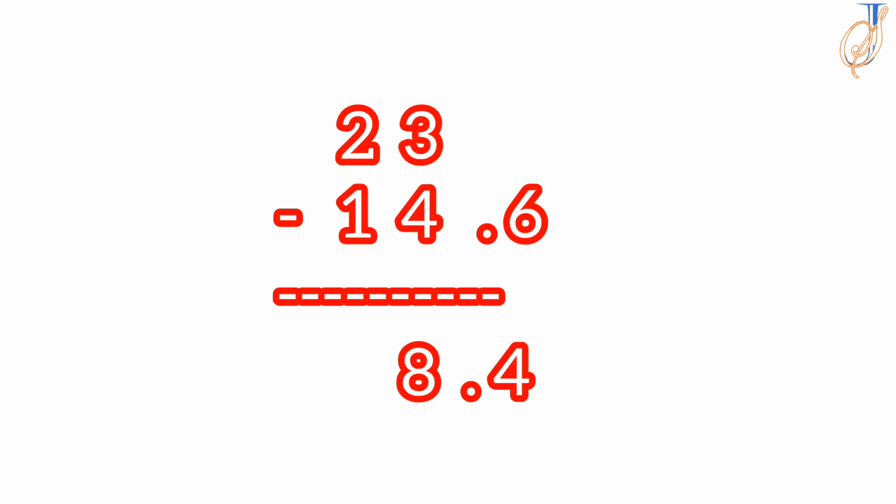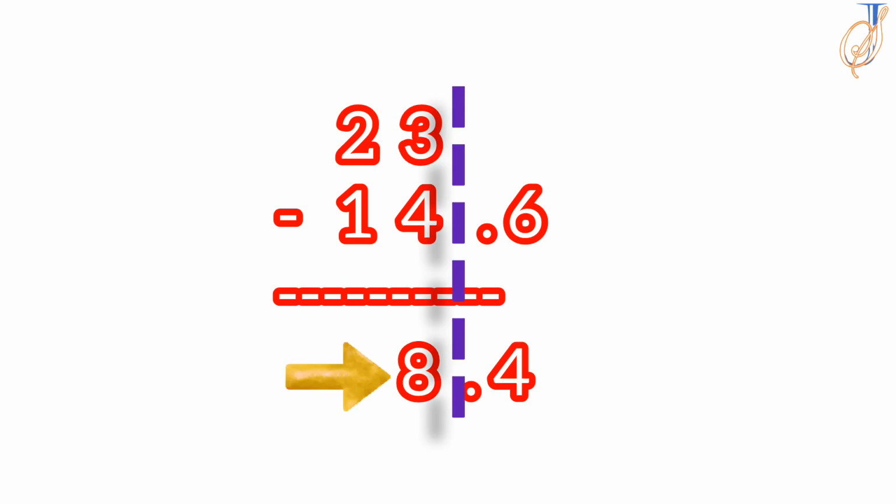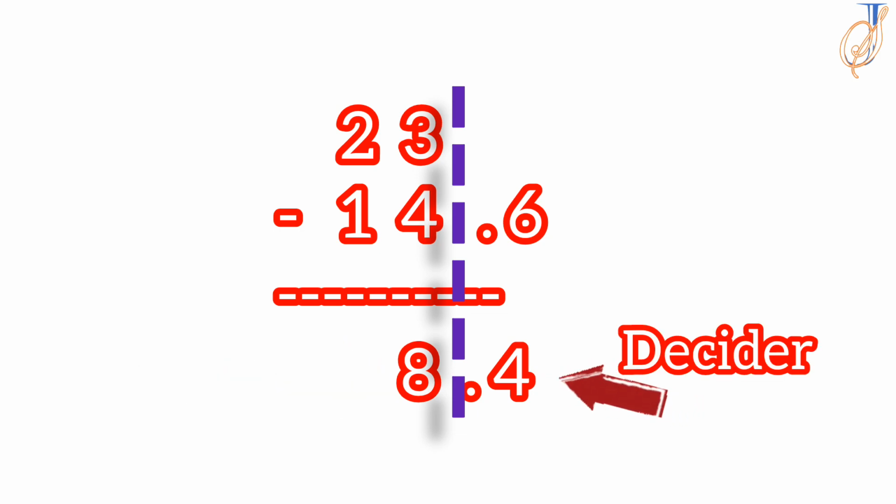You can do this by drawing a line. Now see the number to the left of the line, which is 8 here. This is the number you have to round up or down. We can call this the last digit. You can see the next number, which is 4. This is called the decider.